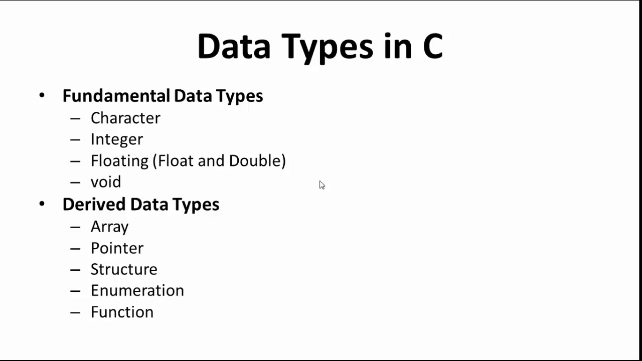Fundamental data types are further divided into four categories: character, integer, floating, void. Floating is divided into two categories: float and double. Derived data types are divided into five categories: array, pointer, structure, enumeration, function. We will talk about derived data types in our upcoming tutorials. In this tutorial, we will learn about fundamental data types.